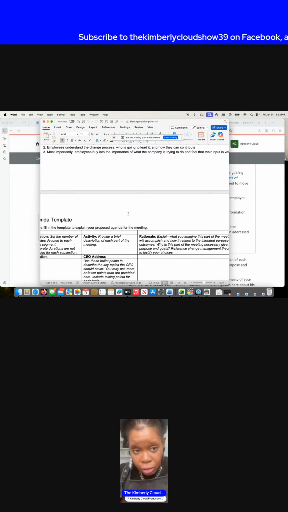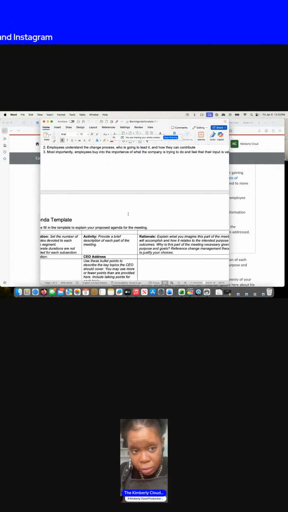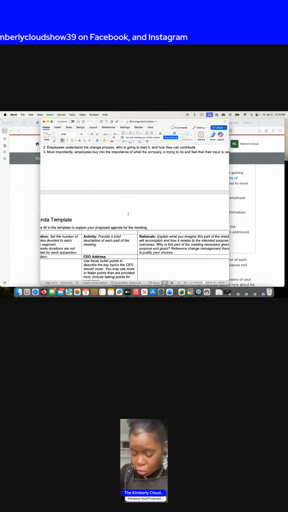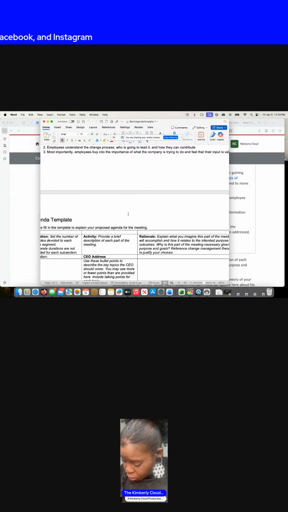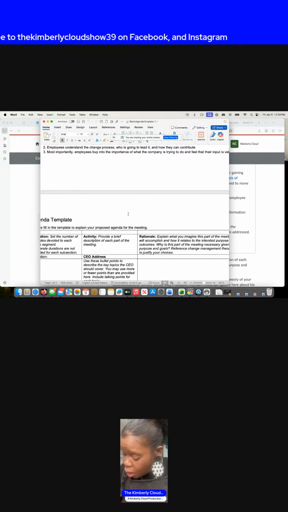Employees understand the change process, who is going to lead it, and how they can contribute.